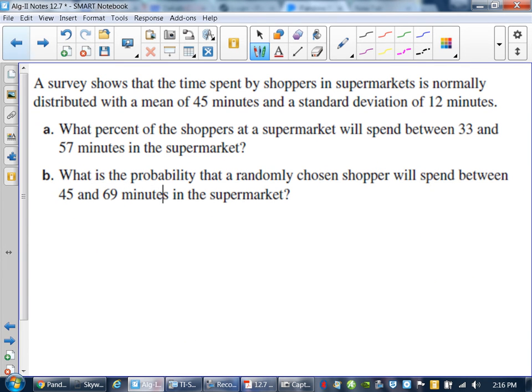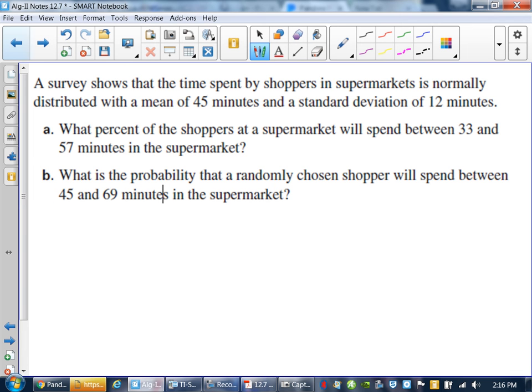You are at a supermarket. Time spent by shoppers at a supermarket is normally distributed at roughly a 45-minute average. How come I'm in there for 2 hours then? Very outlier. You're the outlier, or they have a lot of samples.